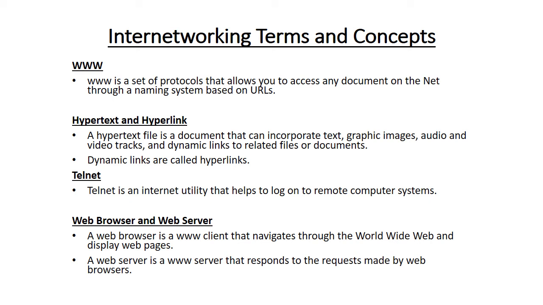World Wide Web. World Wide Web is a set of protocols that allows you to access any document on the net through a naming system based on URLs. Hypertext and hyperlink. A hypertext file is a document that can incorporate text, graphic images, audio, and video tracks, and dynamic links to related files or documents. Dynamic links are called hyperlinks.